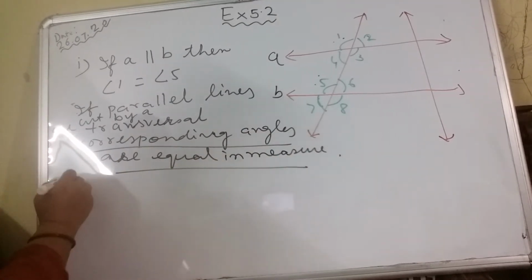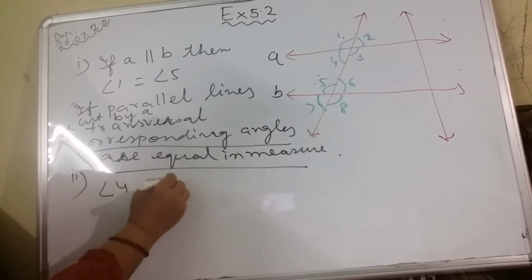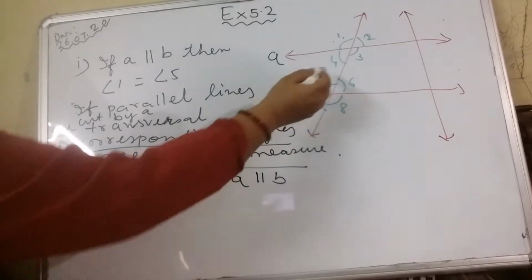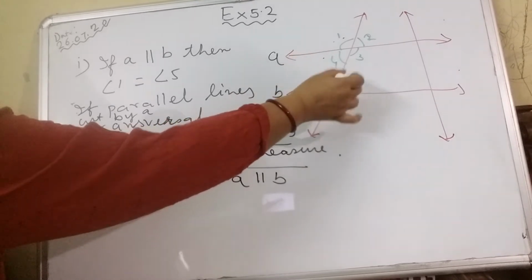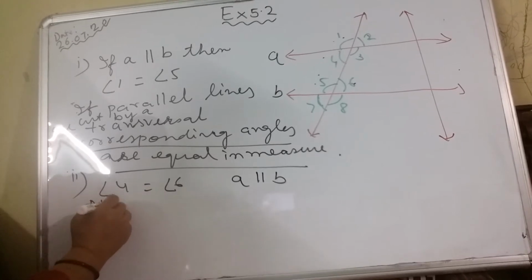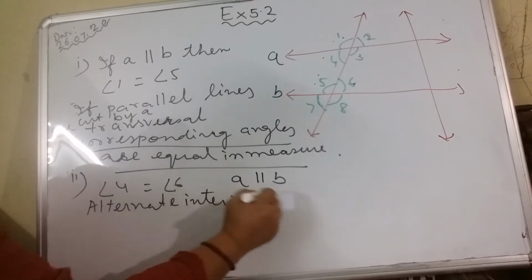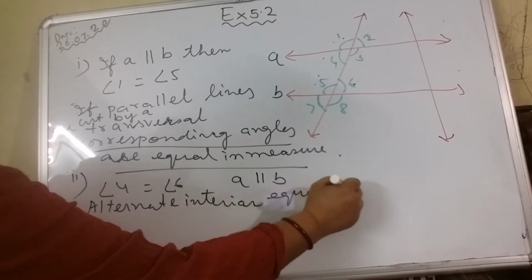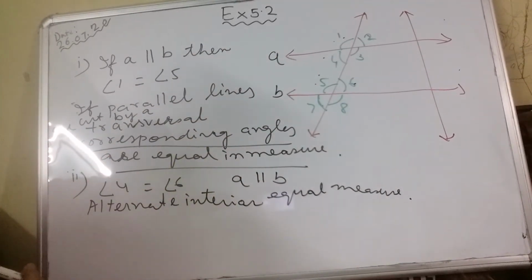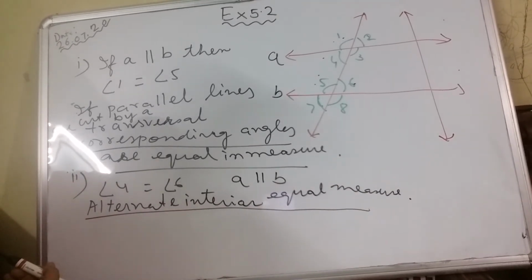Okay, next is if angle 4 equals angle 6, then A parallel B. Angle 4 and angle 6 mean this angle and this angle. If they are equal, that means alternate interior angles equal in measure, then the two lines will be parallel. That property is used here: alternate interior angles equal in measure.